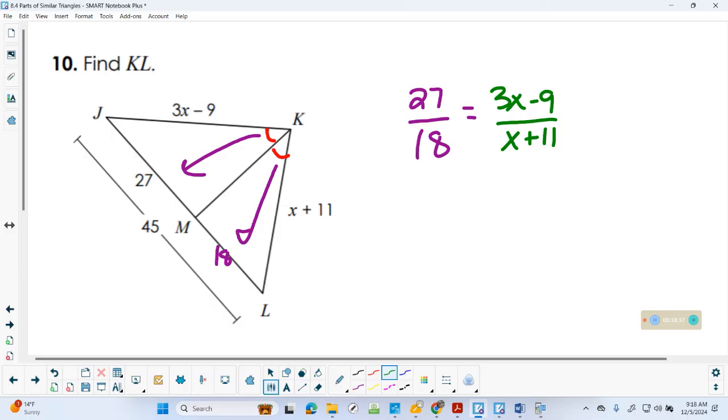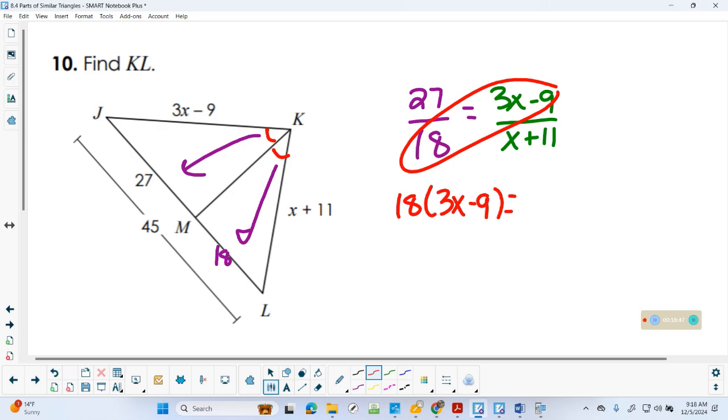Now, still easy, but you're going to have a lot of distributing to do on this one. So you're going to have to do 18 times 3x minus 9. Definitely need your calculators there. And then 27 through x plus 11. I'm going to give you a minute to solve it and see if you can come up with a final answer. You get a nice whole number.